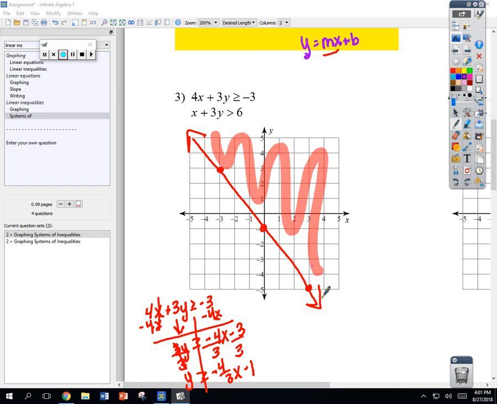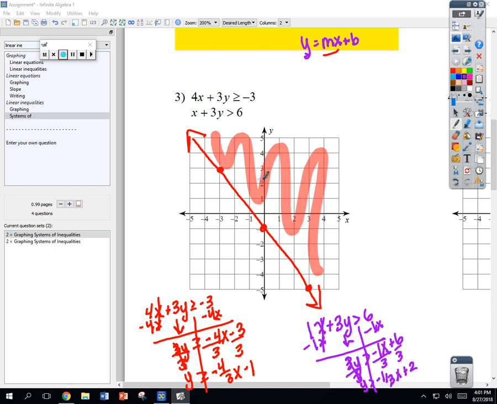Now let's do my other line. I have x plus 3y is greater than 6. This is actually 1x. And to move it to the other side, I should take away 1x. I'm left with a positive 3y here. Divide everything by 3. And y is greater than negative 1/3 x plus 2. So my starting point's at 2. My slope is down 1, right 3.